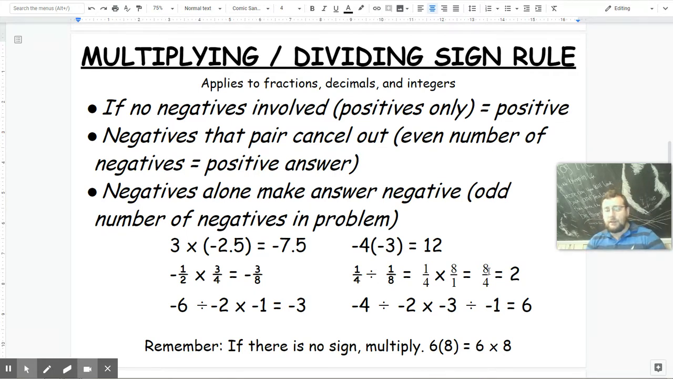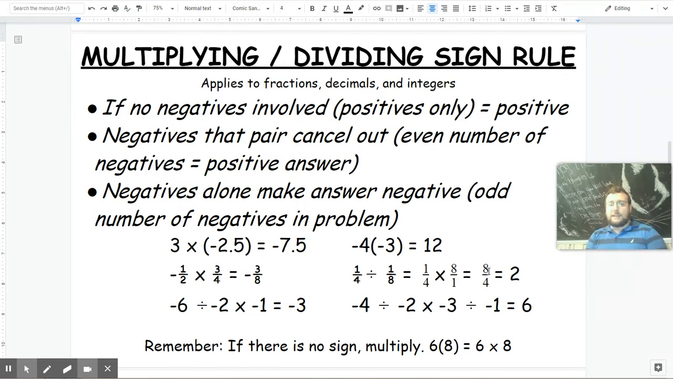So basically, if there's no negatives involved in the problem, all you have is positive numbers. That's what you've always done so far. Your answer is always going to be positive. But if there are negatives involved, you have to think about it. You have to operate the sign anytime the negatives are involved. Anytime there are sets or pairs of negatives, every two negatives that you put together will cancel each other out. So an even number of negatives results in a positive answer.